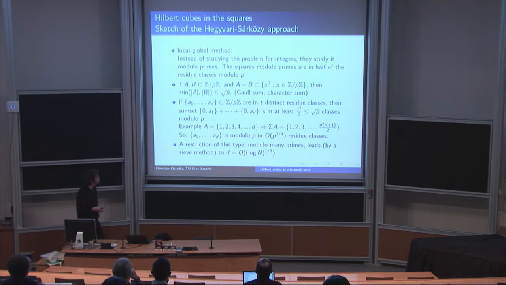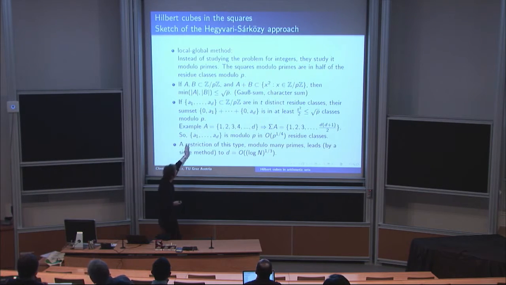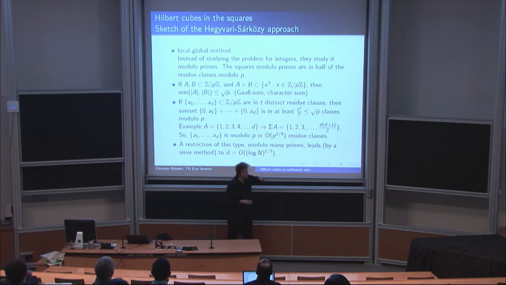And also then you use a result of Erdős and Szemerédi saying if you have, modulo p, t distinct residue classes, and you take these subset sums, so this kind of Hilbert cube, you get at least roughly t squared over 2 many residue classes. Now t squared over 2 should be, by the previous line, less than the square root of p. So t is at most roughly fourth root of p.